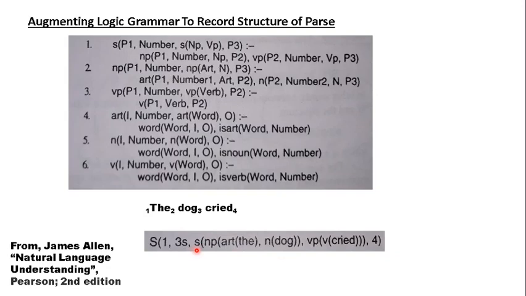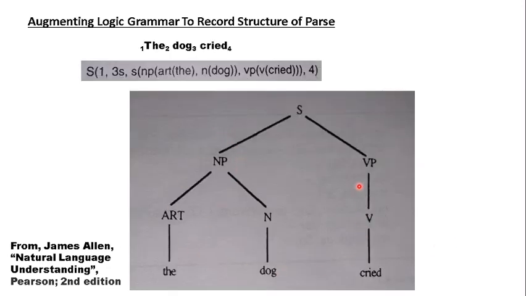Okay, and this is how this parse structure can be captured in predicate logic form, and this is our parse structure. That is, "the" is an article, and the article is part of a noun phrase, and this noun phrase is part of a sentence. So this is how this augmented logic grammar can effectively record the structure of a parse.